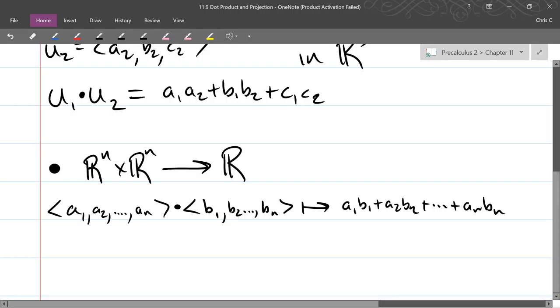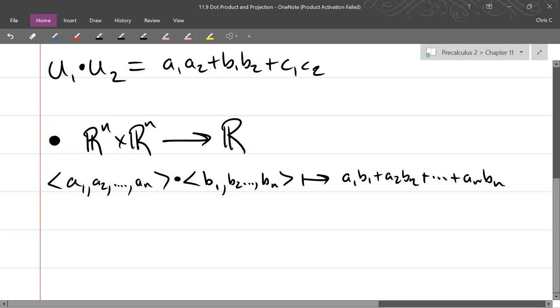So it's a strange function because it accepts two things that are not numbers, that are vectors, and actually gives you a number. So it has a very different domain than you're used to, although the range is real numbers. So the range is very familiar. So that is one way to think of the dot product. So let's do an example.